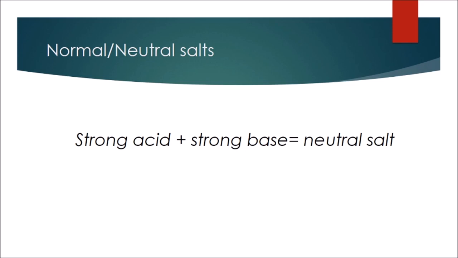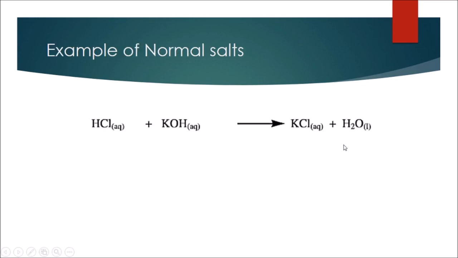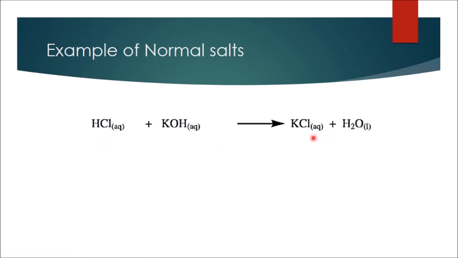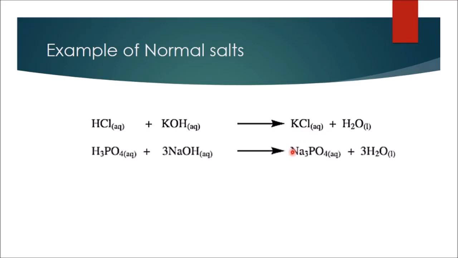Normal or neutral salt is the one which is produced by the reaction between a strong acid and a strong base. So whenever a strong acid reacts with a strong base, you have the formation of neutral salt. What are the examples that we have? We have HCl and KOH. HCl is a strong acid and KOH is a strong base. So once both of them react, you have the formation of KCl. KCl in this case is the neutral or normal salt.